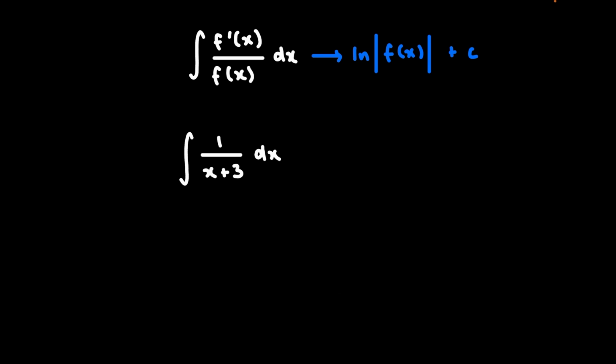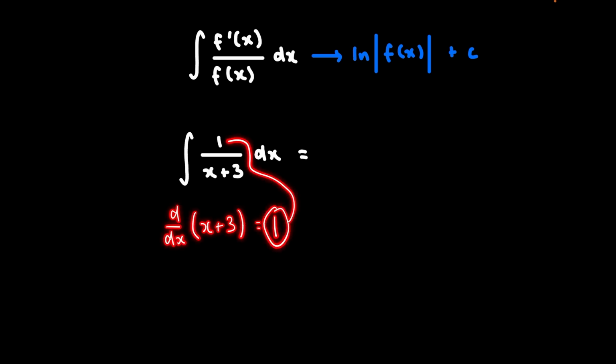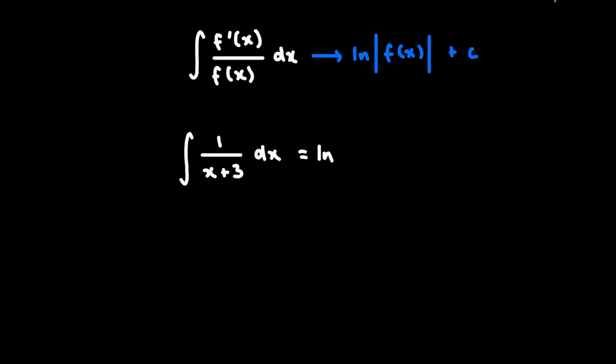Well, is the derivative of the denominator on the numerator? Well, in this case, yes it is. We can see the derivative of x plus 3 is simply, using the power rule, 1. And that's exactly what we have on the numerator. So if you wanted to integrate this, we can simply say it is the natural logarithm of the absolute value of x plus 3 plus c.